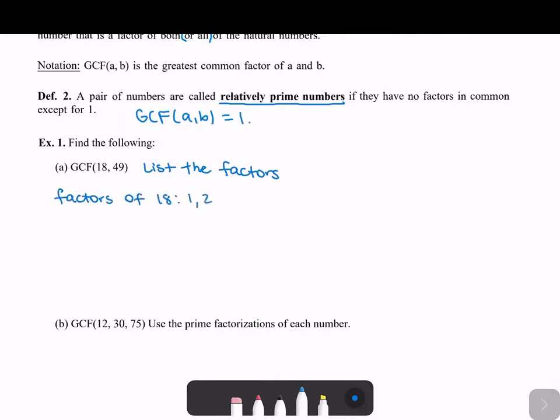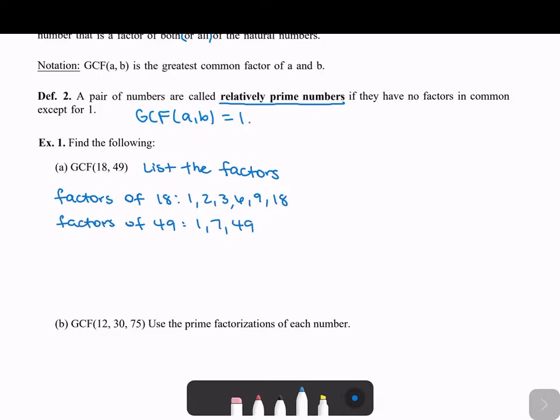Well, we have 1, 2, 3. Then we go to 6, 9, 18. And what are the factors of 49? Well, it's just 1, 7, and 49, because 49 is 7 squared. So whenever the numbers are simple like this, it's really easy to just list out what the factors are.